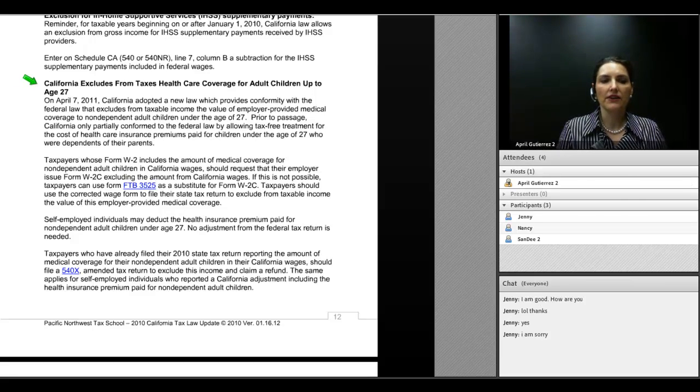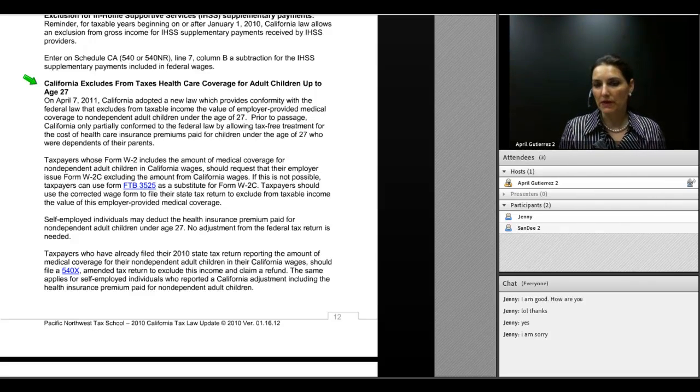California excludes from taxes the health care coverage for children, adult children up to the age of 27. Well, when the federal government passed new legislation that allowed parents to include health insurance for their adult children under their own plans, California was a little bit sluggish in adopting that rule. And so what we had at the end of 2010 was a difference between California law and federal law with regards to this provision. The federal government said that if you are an employee on the job, you could go to your employer and ask your employer to include your children on your employee plan.